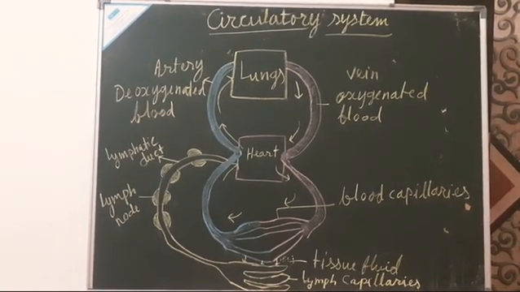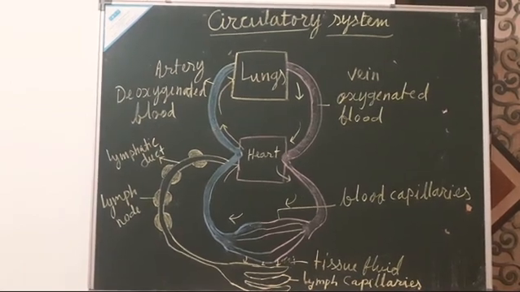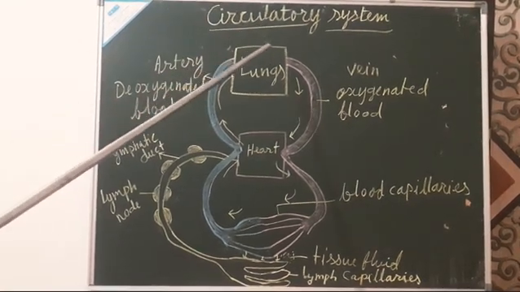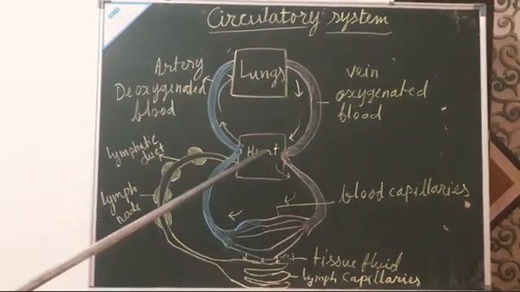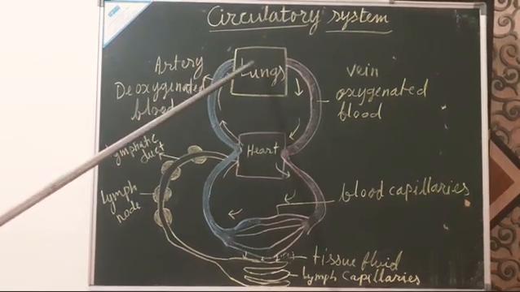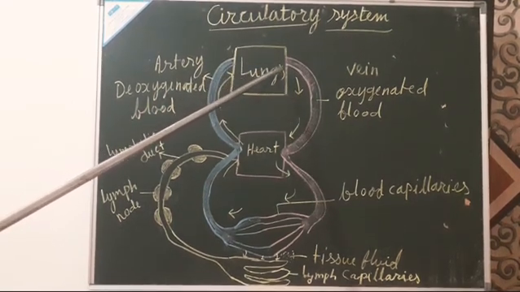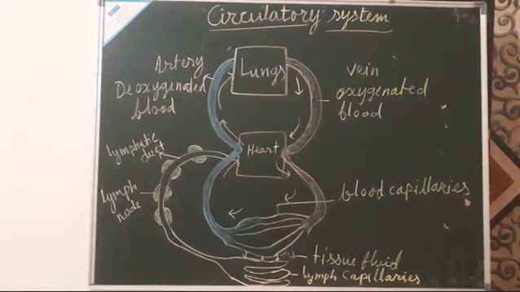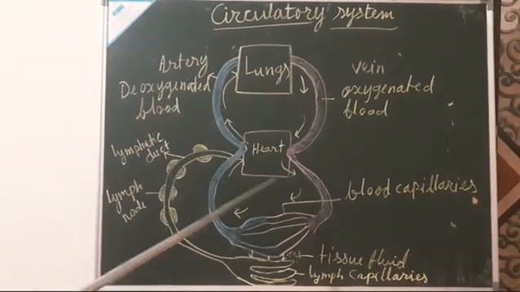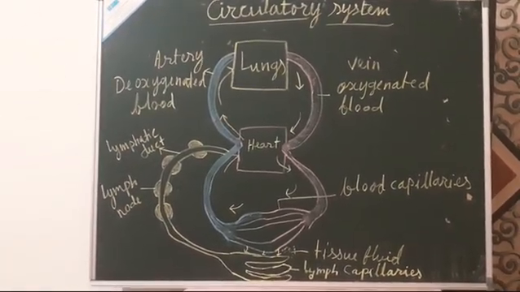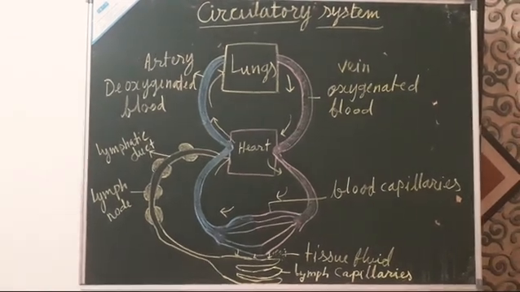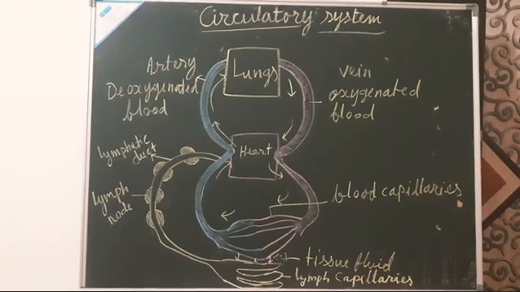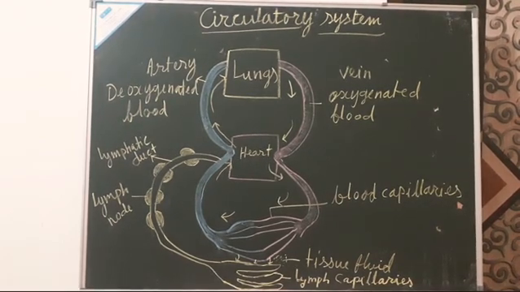It is clear from the diagram here that our blood circulates in a closed manner from heart to lungs, and from the lungs it gets oxygenated and comes back to the heart again. From the heart it is supplied to the whole body, but it is in a closed manner. In some insects, blood flows through the heart without vessels, and that is known as an open circulatory system.